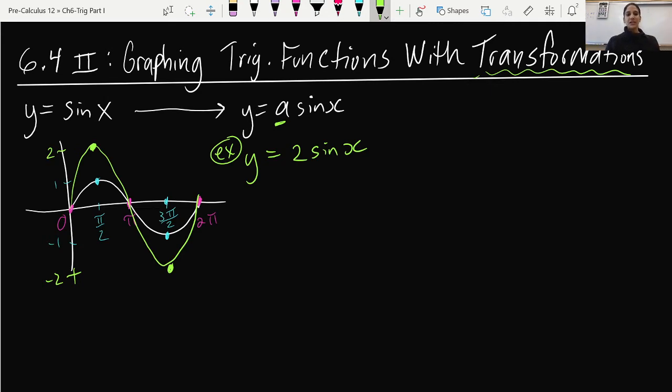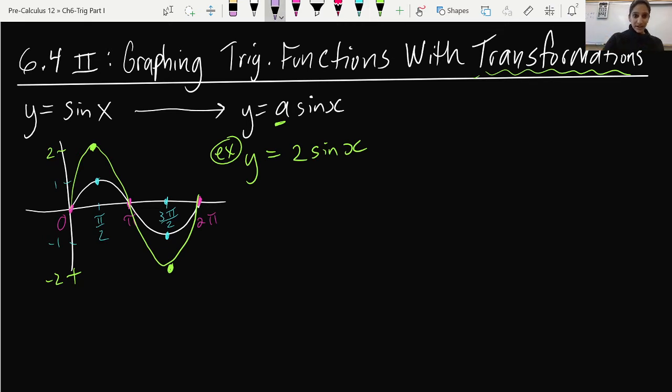I've purposely done it on the same graph so you can compare back to our original sine x graph and see the impact that this 2 has. And that is simply stretching it. I do feel like this is kind of review, so I'm going to just dive right in.